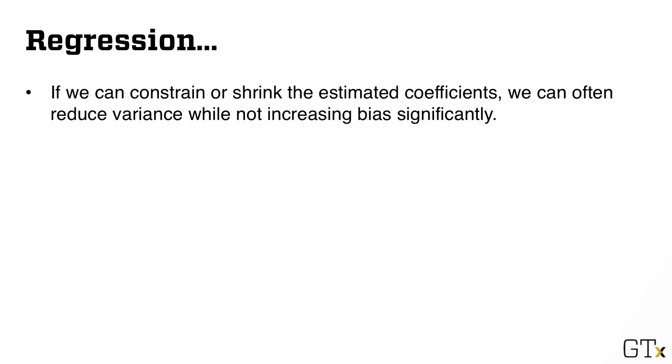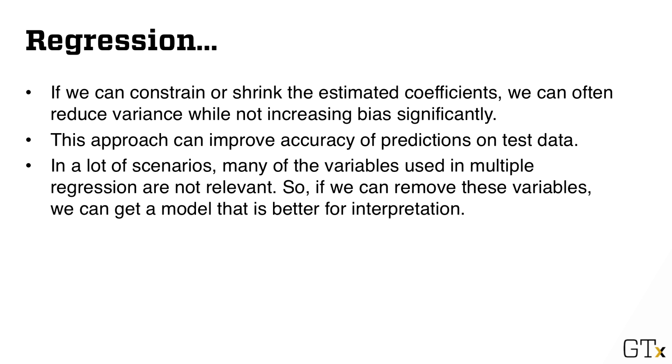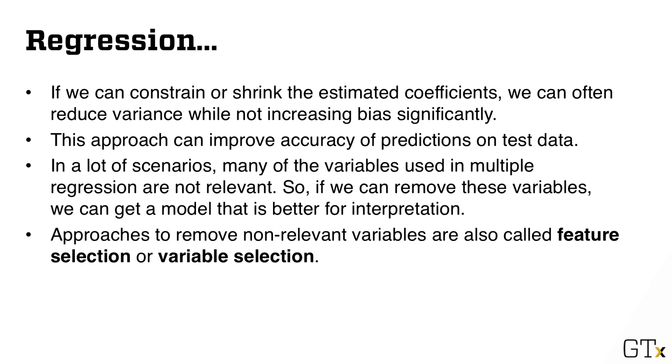So, in regression, what we can do with the regression model is constrain or shrink the estimated coefficients so as to reduce variance while not increasing bias significantly. This approach can improve accuracy of predictions on test data. In a lot of scenarios, many of the variables used in multiple regressions are not relevant. So, if we can remove these variables, we can get a model that is better and more suitable for interpretation. Approaches to remove these non-relevant variables are called feature selection or variable selection.